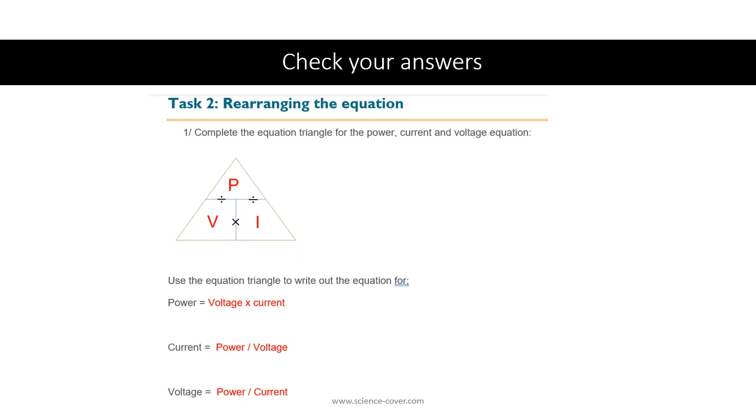Use the equation triangle to write out the equation for power, which will be voltage times current. Current will be power divided by voltage, and voltage will be power divided by current.